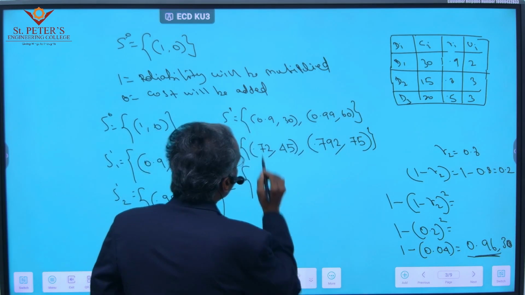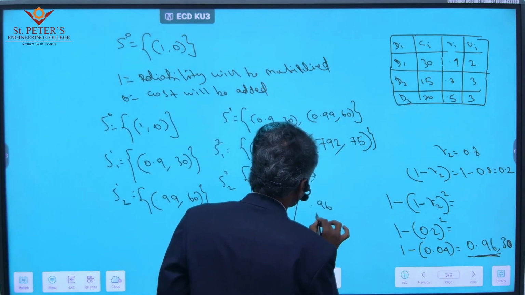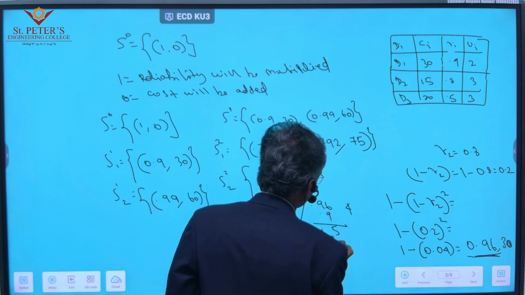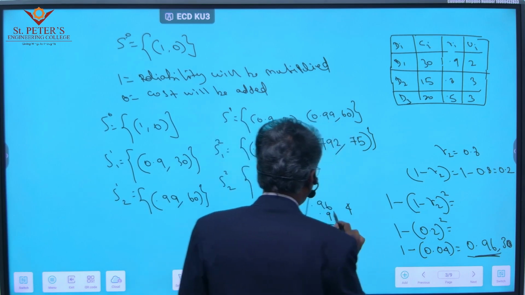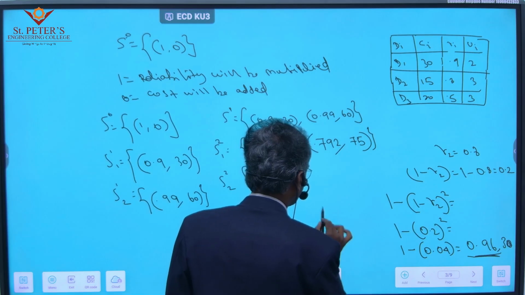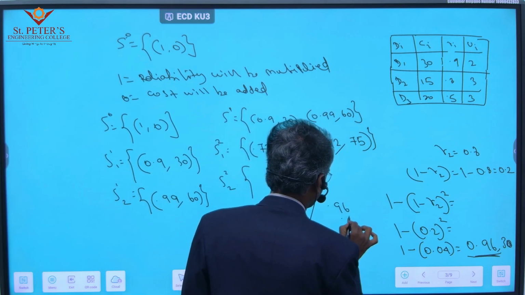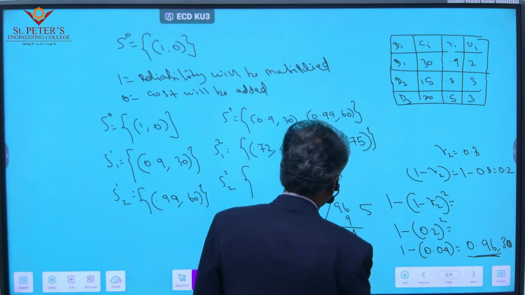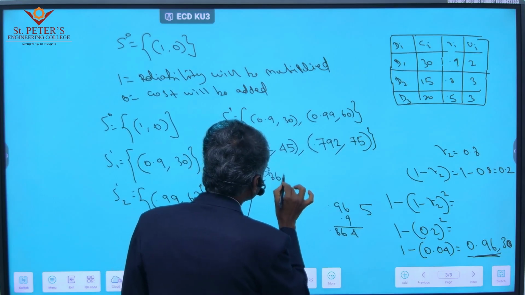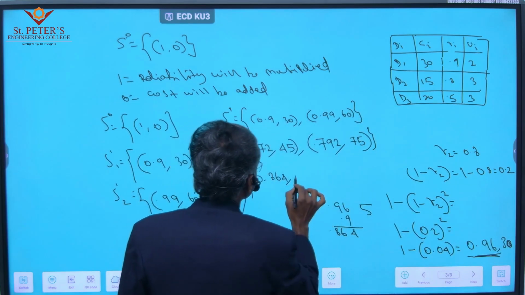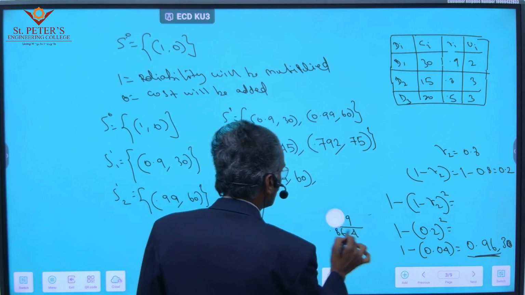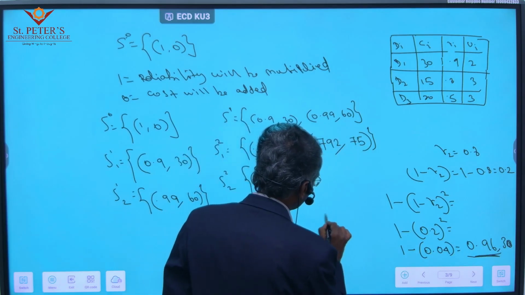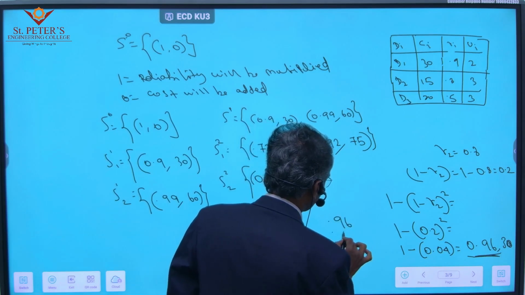So let us calculate. 0.9 into 0.96 is 0.864, and 30 plus 30, 60. Again, 0.96 into 0.99.